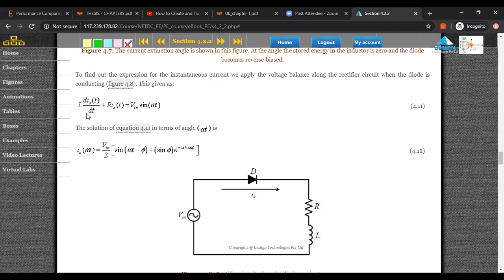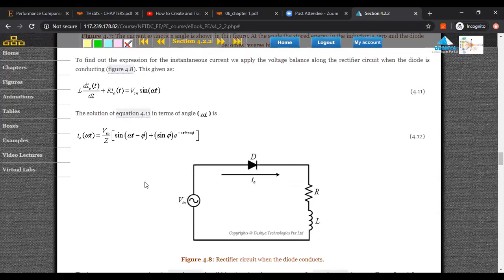This is a first order differential equation, and you need to provide the solution of this equation using mathematics, that is, the complementary function plus the particular integral. The solution must be provided for this current. I want you to calculate this and let me know how you get the solution of this equation. That's the job I want you to do, and if you don't get it, let me know.